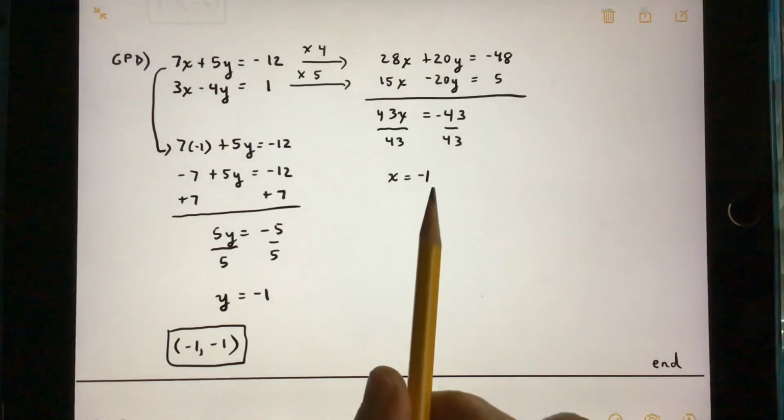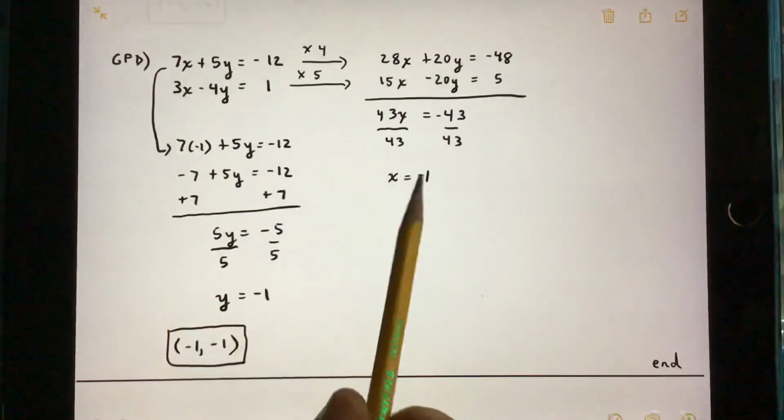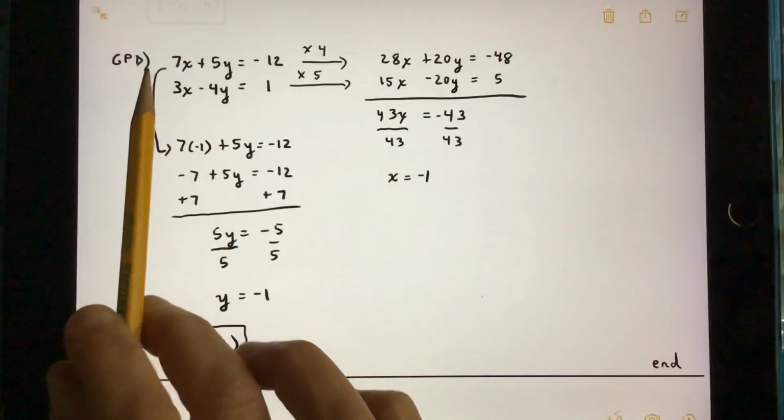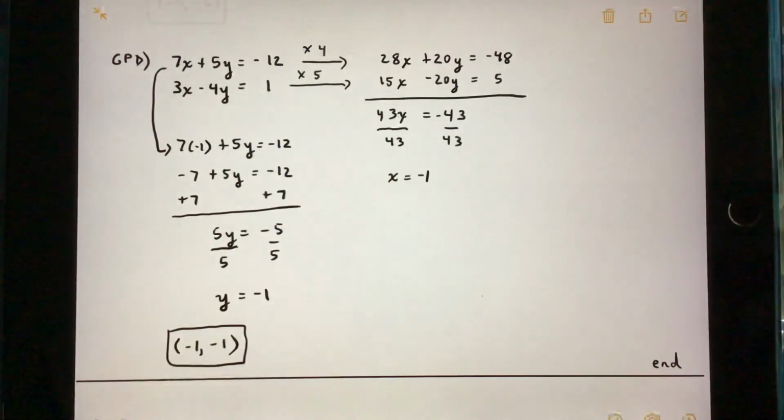All right, so now I'm going to take this x is negative 1. I'm going to choose one of these equations here. Go back to my original equations. I'm going to plug in negative 1 to whichever equation I choose. It doesn't matter. It will come out the same way because we're looking for the one x and the one y value that will make both of these true.